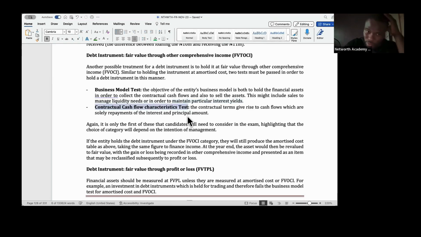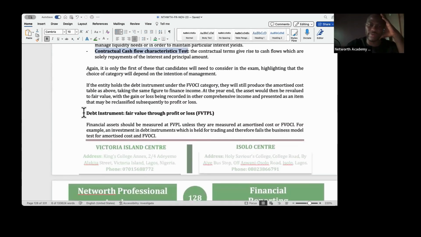Now, the third one, which is fair value through P&L. This third one is a default category in the sense that financial assets for debt instruments, for debt investments, should be measured at fair value through P&L, unless they are measured at amortized cost or at fair value through OCI. So this P&L doesn't have a particular basis, just that ordinarily, if you don't want to stress yourself about business model test or contractual cash flow test, the default category for debt investments is fair value through P&L. But if you decide that you want to consider business model and contractual cash flow, then you use either the amortized cost or the fair value through OCI. Otherwise, you just measure it at fair value through P&L.